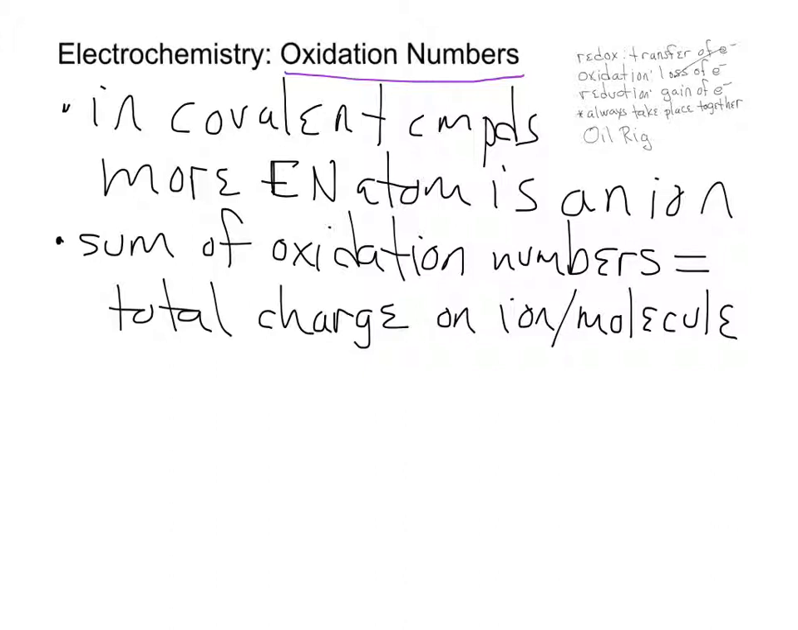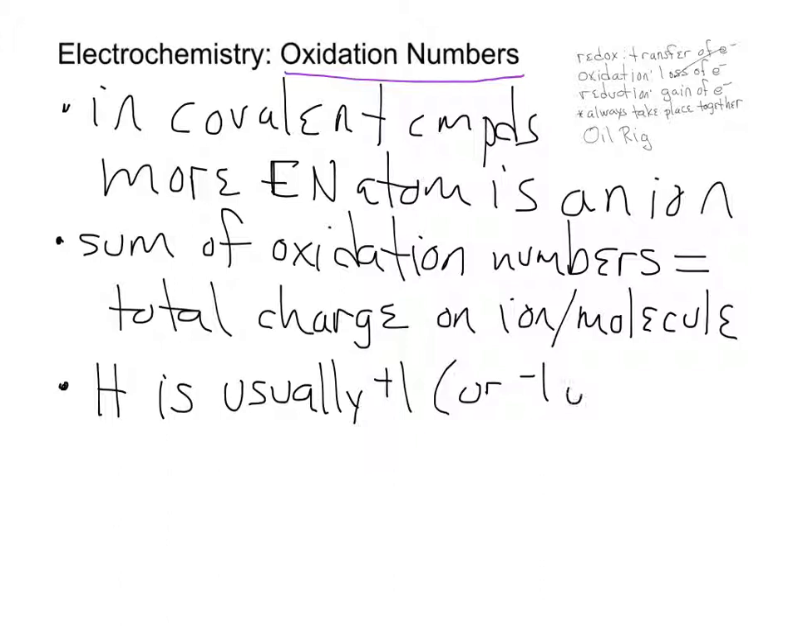So another one is you often start with what you know. Hydrogen is usually +1. There will be exceptions to that. For example, if hydrogen is combined with a metal, then hydrogen can have an oxidation number of -1. So really the only time you assign hydrogen a negative oxidation number is if it is combined with a metal. And we'll see an example of that here pretty shortly.